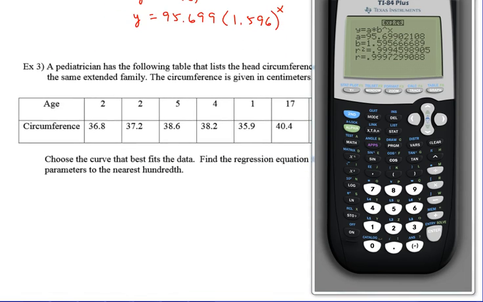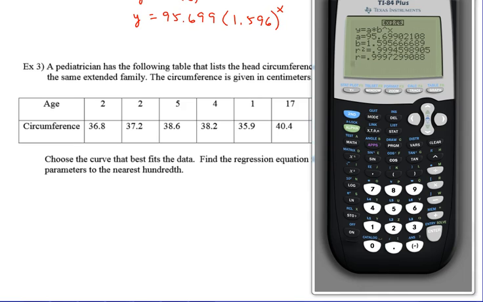Okay, in example 3, I want you to try to walk through example 3 on your own. A pediatrician has the following table that lists the head circumference for a group of 12 baby girls from the same extended family, and the circumference is given in centimeters. You're going to choose the curve that best fits the data.